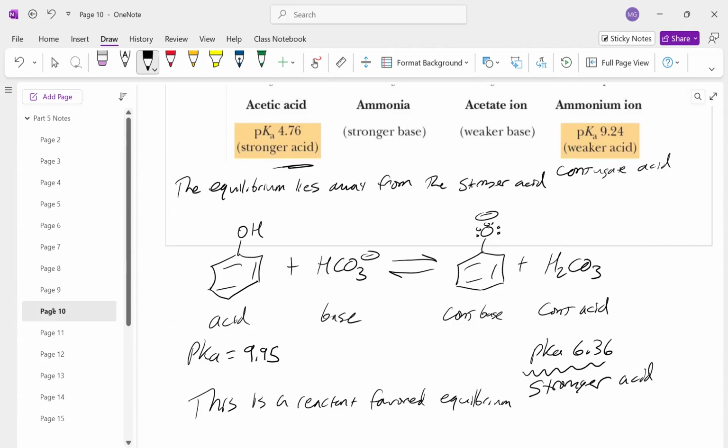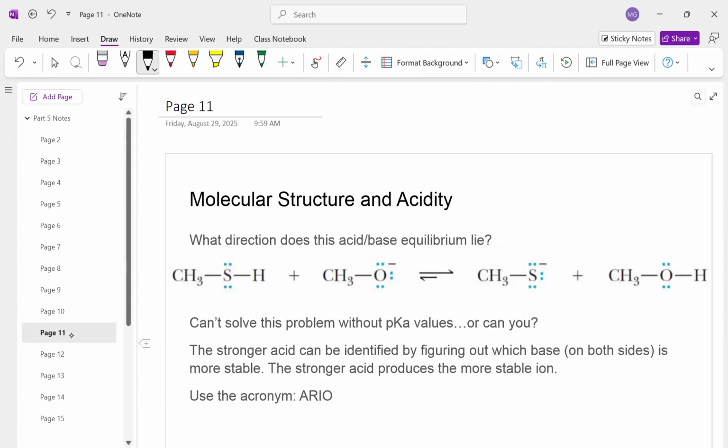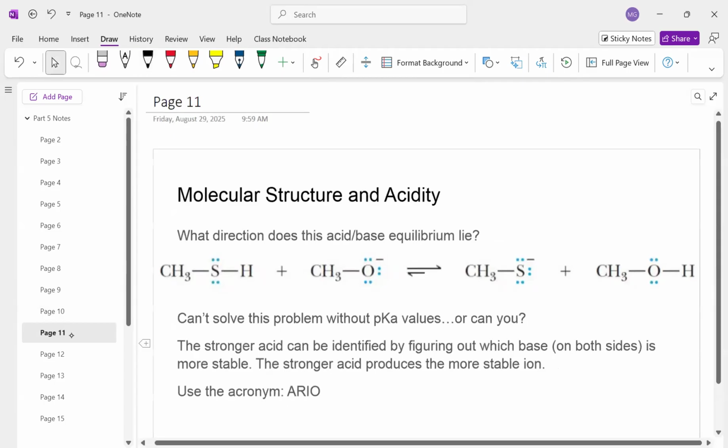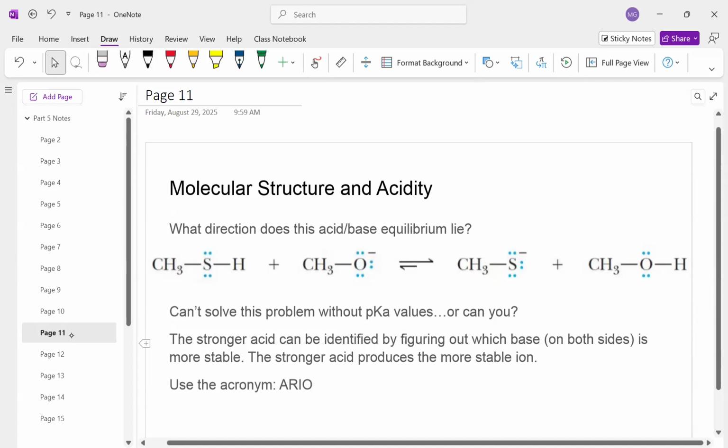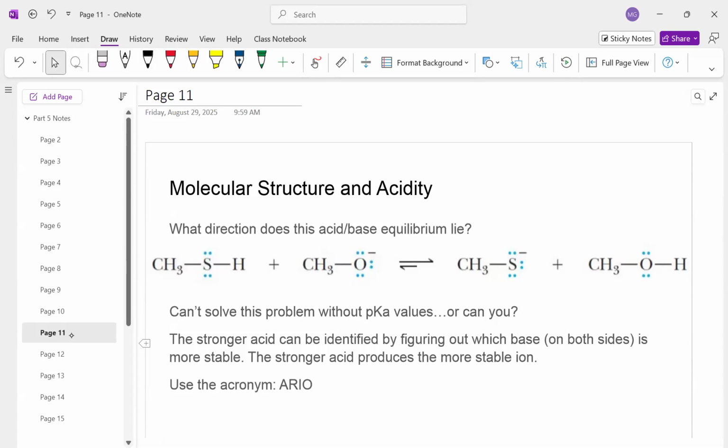Now, again, that should mostly be review from general chemistry because you used pKa values and did some comparisons. But what happens if you don't have the pKa values? So in this acid-base equilibrium, what direction does it lie? They say, well, that's not fair. Where's the pKa values? Can I look them up? And I'm going to tell you, you can solve this without pKa values.